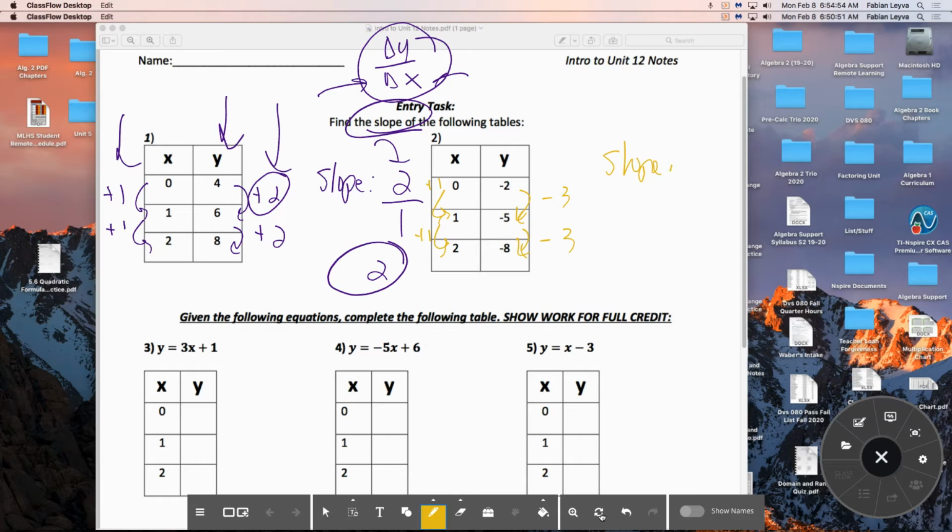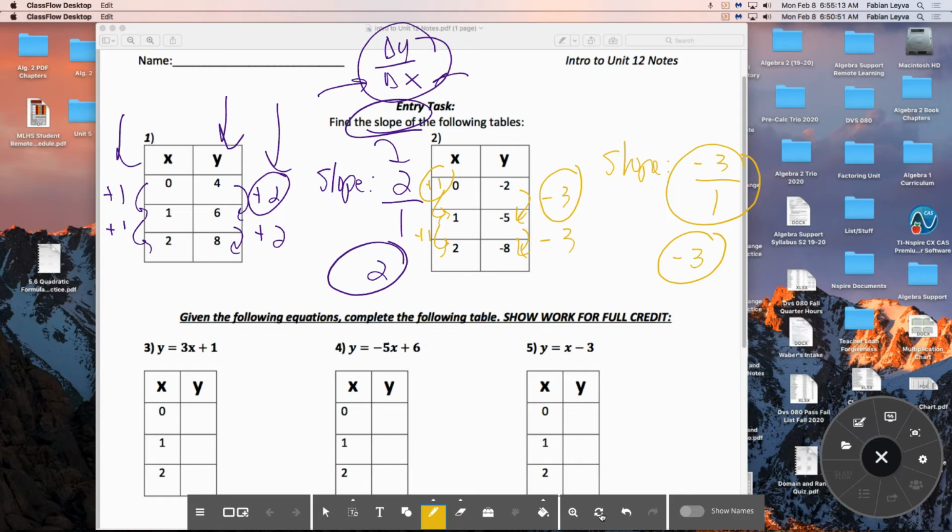So the slope of this table would be the change in y, which is a -3. That is a semicolon, by the way. Let me make that a little bit nicer. The change in y divided by the change of x, which is also just a positive 1. And then again, you got to reduce it. Anything divided by 1 is itself, so that means my final slope would be a -3.